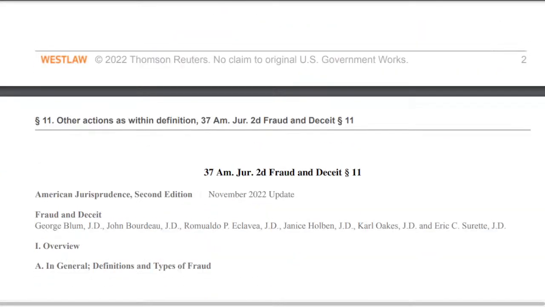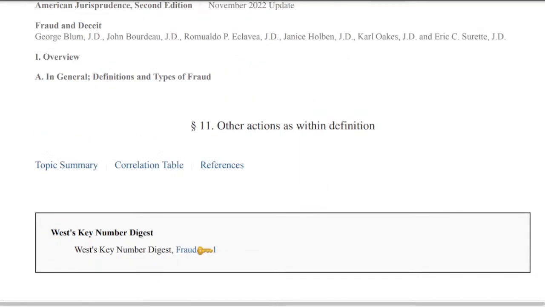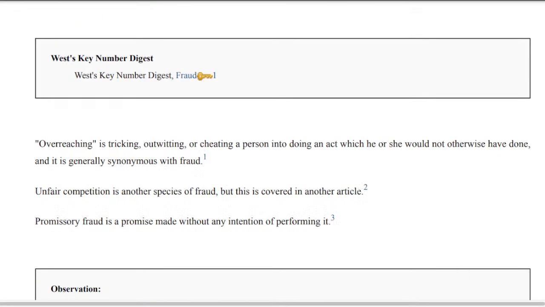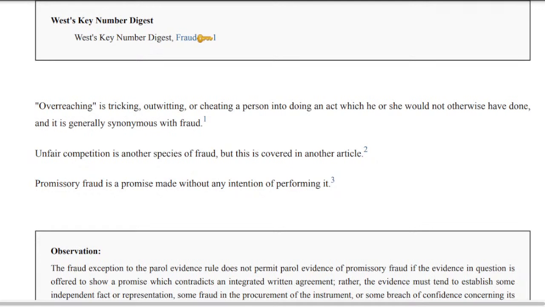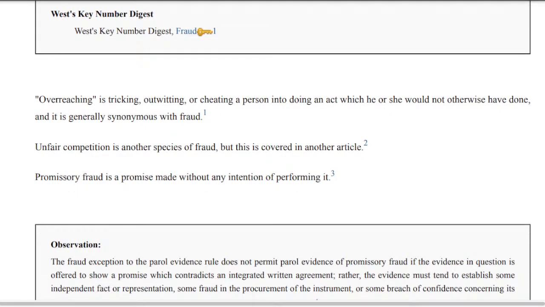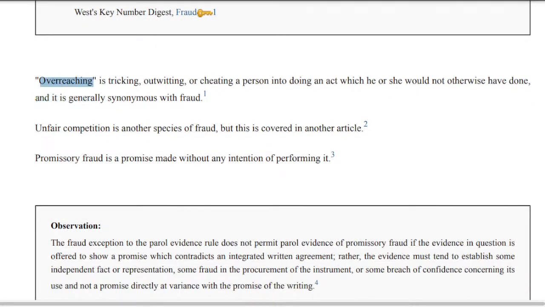So there we go on that one, and other actions as within definition. We have a few others here, so let's look at these real quick. Overreaching is tricking, outwitting, or cheating a person into doing an act which he or she would not otherwise have done, and is generally synonymous with fraud. Unfair competition is another species of fraud, but this is covered in another article.